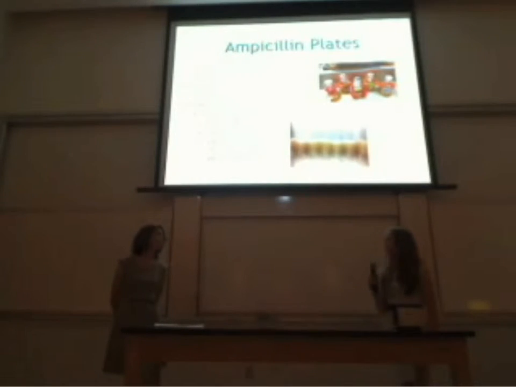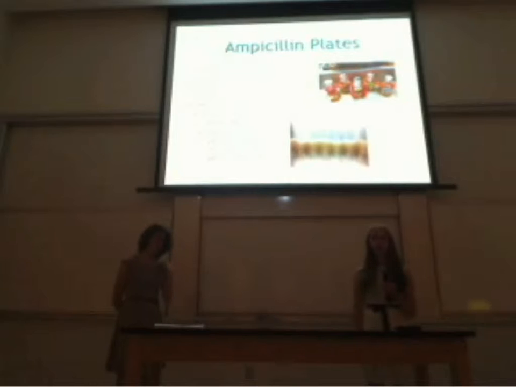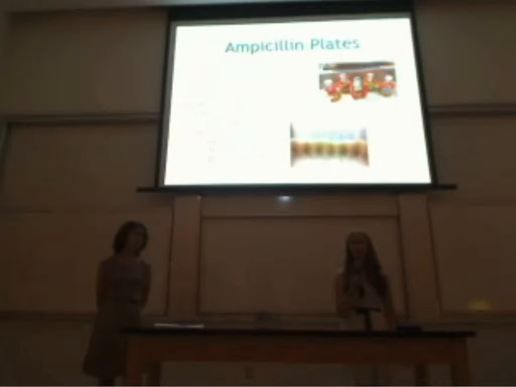We then added different amounts to the plates to make different concentrations. We had 5 different concentrations of ampicillin plates. We had 100, 50, 25, 12.5, and 0 micrograms per milliliter. And we wanted a variety of concentrations because depending on where the methyl groups are, it can affect the expression of the gene a different amount.